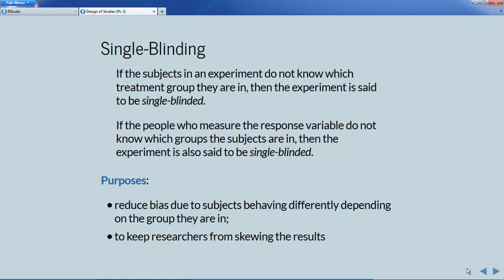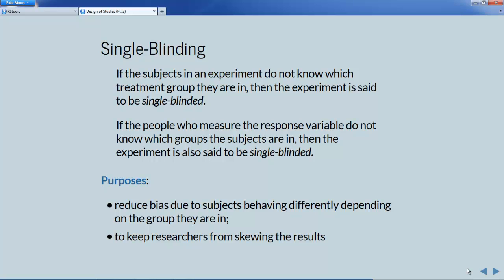Now, if the folks in the treatment group, the ones who get the vaccine, go out and engage in riskier behaviors because they know they're in the treatment group and feel safer, then they could be biasing the experiment against the vaccine. We don't want that. And so, if we can keep the subjects from knowing which group they're in, then as groups, they're probably going to behave about the same, and we'll get rid of that source of bias.